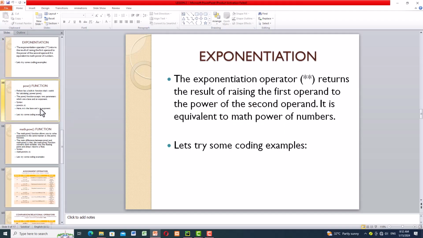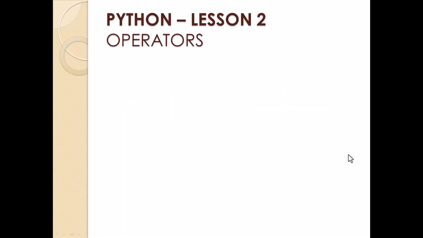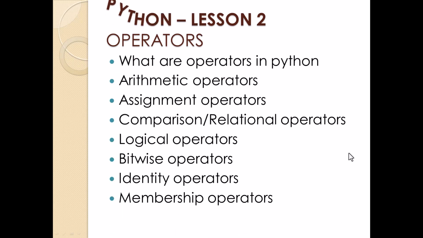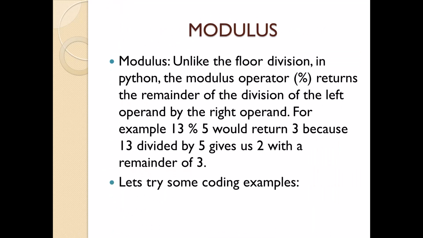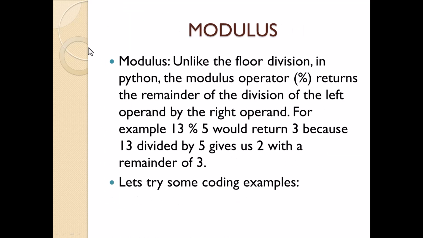Let me quickly edit my note. So it will be 2.33. So in this case, it's going to give us 2, right? So that is what we have there. Moving on, so we are on floor division. So it will give me 2.33. So let's do that and see.